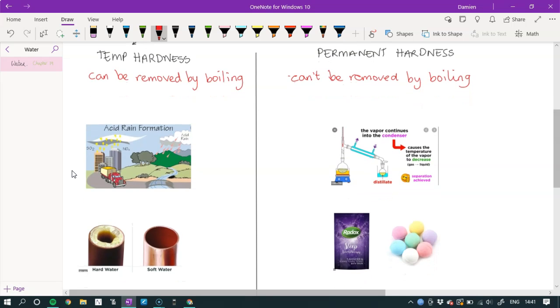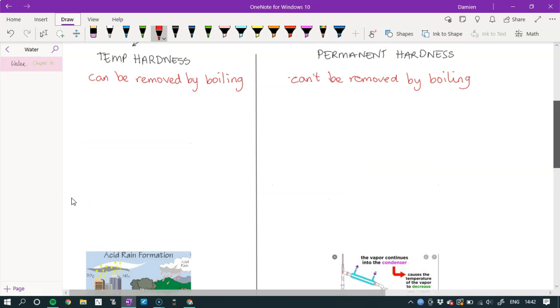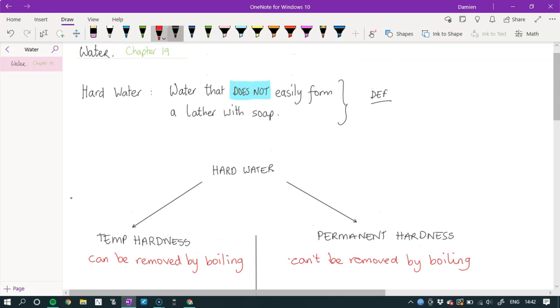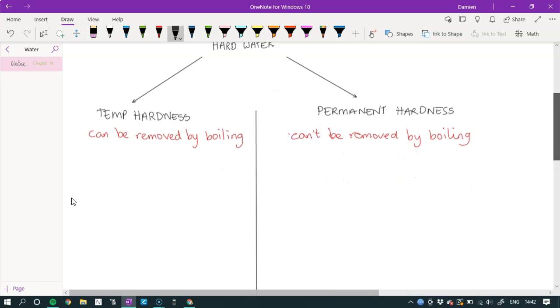And we're going to have a look at, first of all, what causes it. So when we're looking at hard water, what actually causes it? In general, the cause of hard water is going to be either calcium ions, Ca2+, or magnesium ions. They're the main causes. And there are a couple of things that we need to look at with those for temporary hardness.